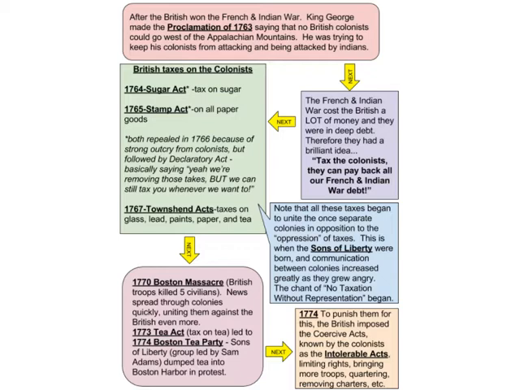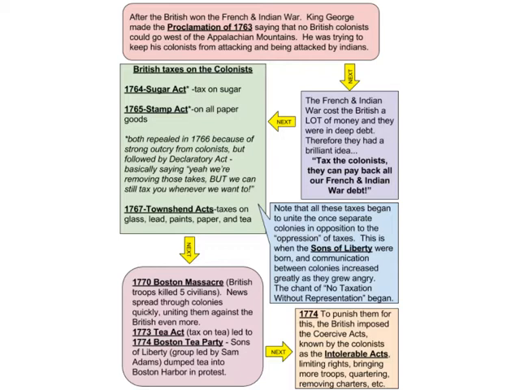So the British taxes on the colonists. These are the ones that we need to know. 1764, we know the war ended in 1763, so one short year later, there's the Sugar Act, which is a tax on sugar. 1765, the Stamp Act. Well, that's not a tax on stamps. That's a tax on all things that you would stamp. So things like paper products. All sorts of paper products, by the way.